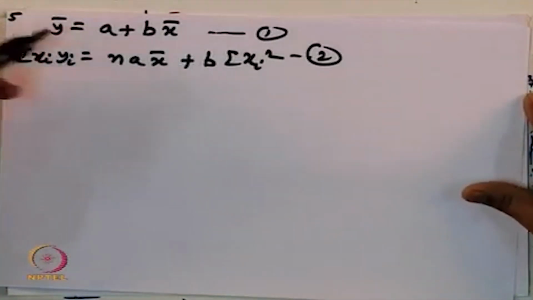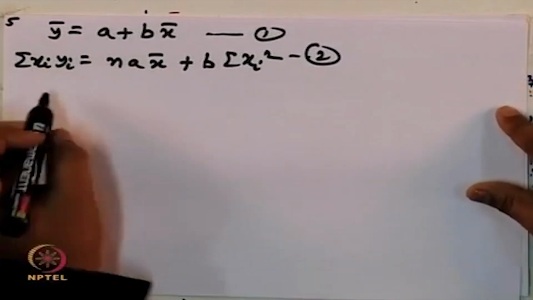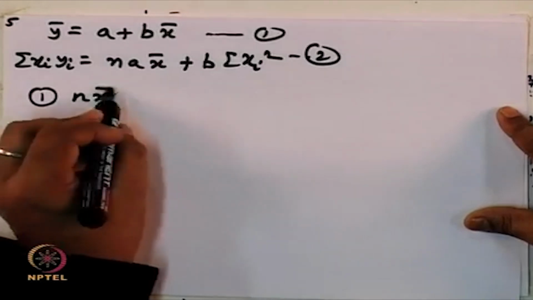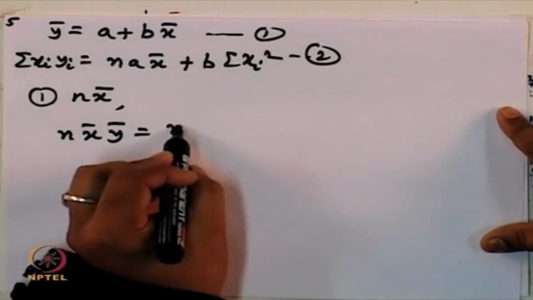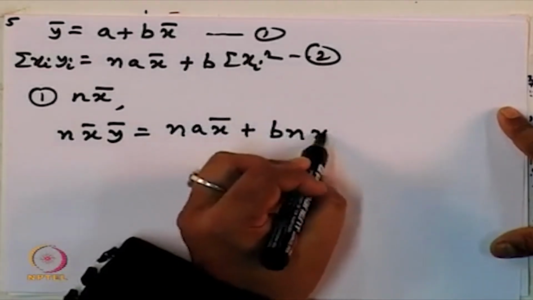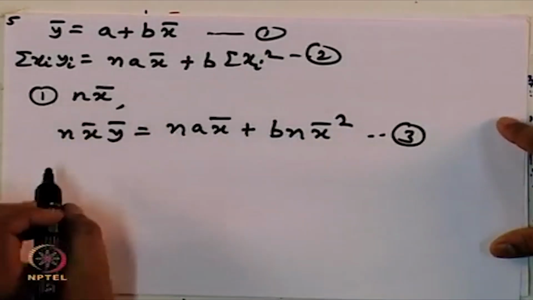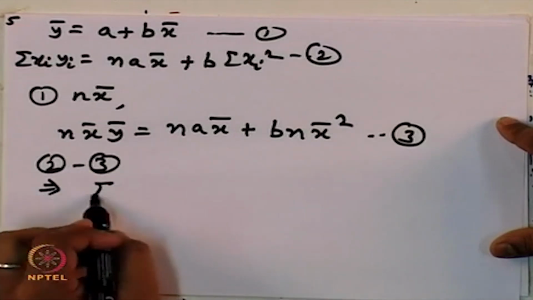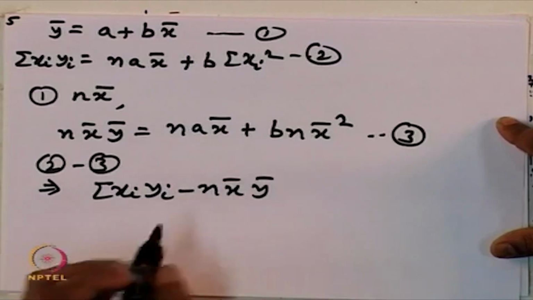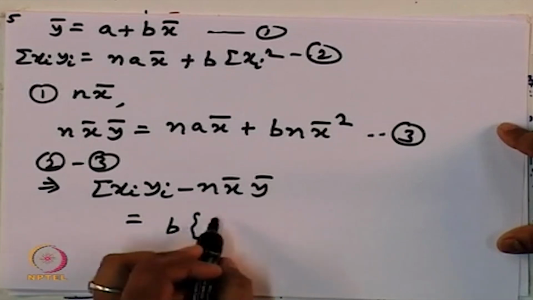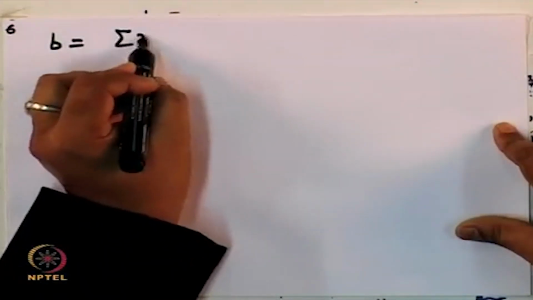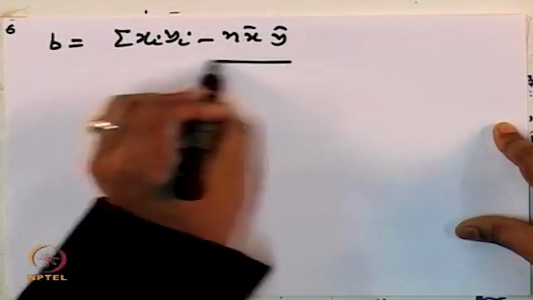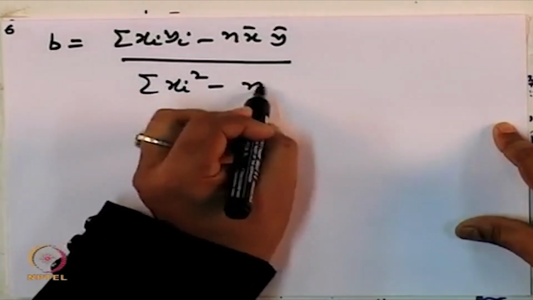Okay. So, let us say this is my equation 1, this is my equation 2. I have two equations in two unknowns which are a and b respectively. Now, can I eliminate one? So, I can multiply first equation by n x bar and let us see what we get. Okay. So, I have n x bar y bar is equal to n a x bar plus b n x bar square. So, let us say this is equation 3. So, if I deduct, then 2 minus 3 would imply summation xi yi minus n x bar y bar is equal to b summation xi square minus n x bar square. Okay. So, I can uniquely determine b, the expression for b becomes, so b becomes summation xi yi minus n x bar y bar by summation xi square minus n x bar square.